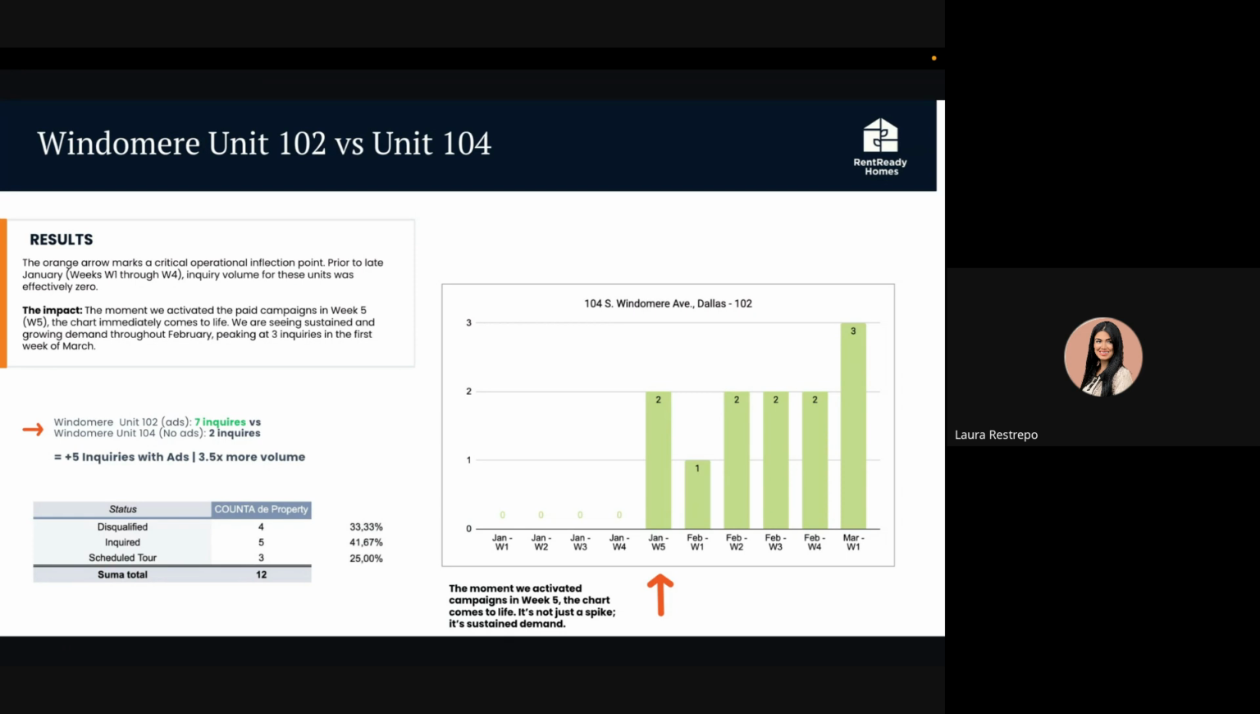But basically, we can see here that if you compare both sides of the properties, the traffic of Windomer unit 1, that 102, has more traffic than the second one. Even though the second one, for sure, was rented, we can see that if you spend some money in advertising, you can improve the number of inquiries per property. And in the second test, go to the next one, please, Pau.